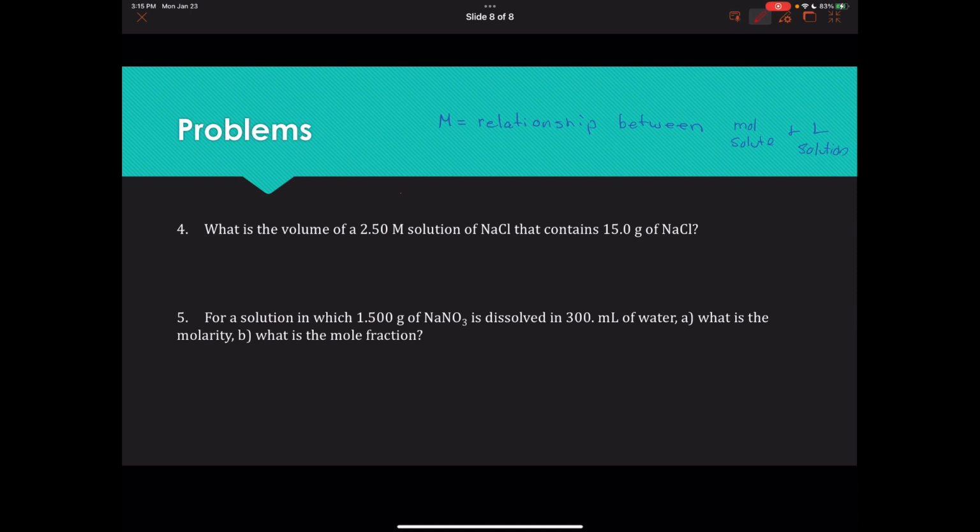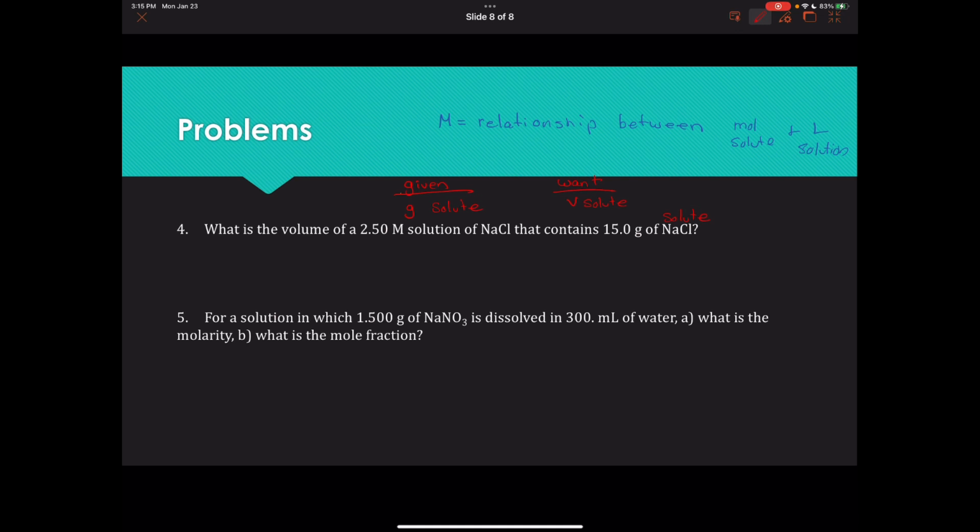So looking at problem number 4, we're asked the volume of a 2.5 molar solution of sodium chloride that contains 15 grams of sodium chloride. So if I look at what I'm given, grams of my solute. The information we are looking for is the volume of my solution. There is a relationship between mass and volume, but that's the mass and volume of a substance, of the solute or of the solvent. I don't have any density information given here.